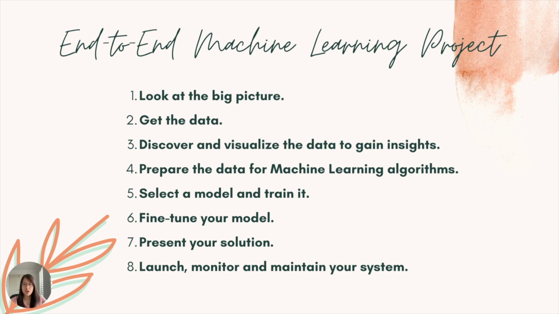So in today's video, we will go through an example project end-to-end, and here are the main steps we will follow. First, we look at the big picture, and then we get the data. We discover and visualize the data to gain insights. We prepare the data for machine learning algorithms, and we select a model and train it. We fine-tune the model, present the solution, and lastly, launch, monitor, and maintain the system.